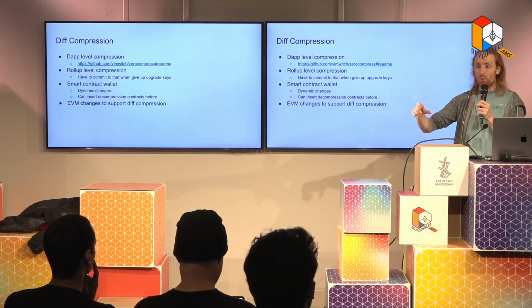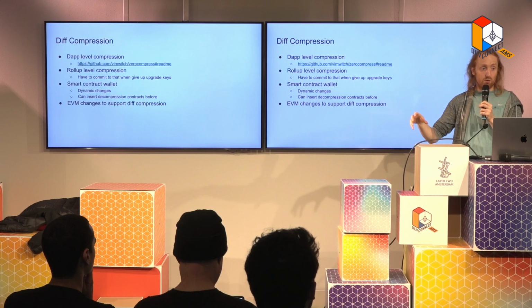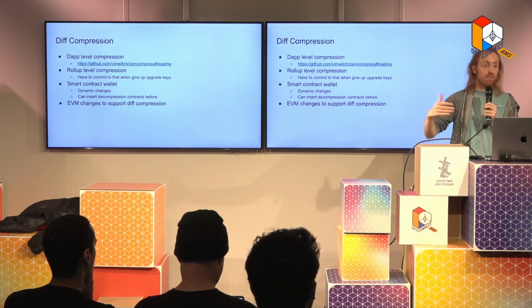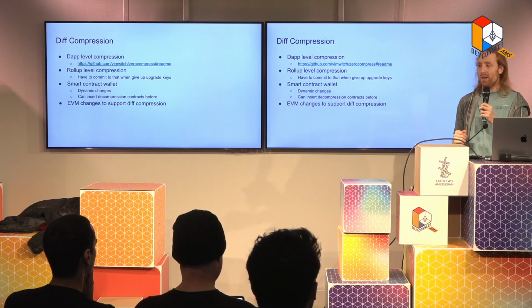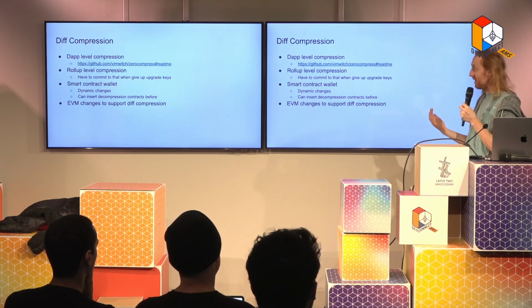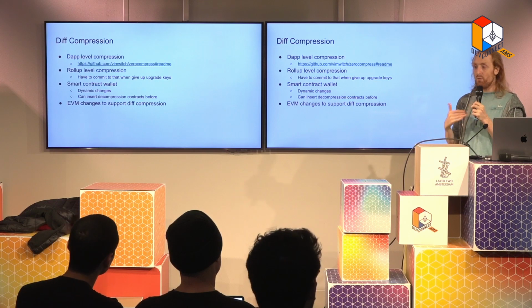And like with an EOA, an externally owned account, you can insert something before you check the signature. But if we have smart contract wallets, you can insert something before. And this allows us to do dynamic decompression that can really reduce the call data, because we can apply all these really cool compression techniques.